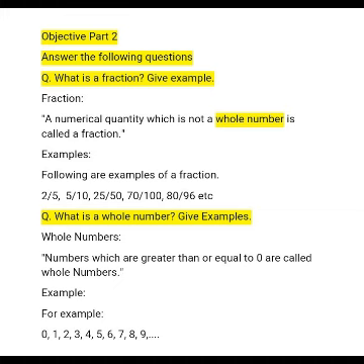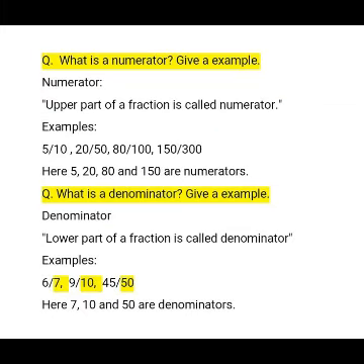What is a whole number? Give examples. Whole numbers: numbers which are greater than or equal to 0 are called whole numbers. Example: 0, 1, 2, 3, 4, 5, 6, 7, 8, 9, and so on. Question: what is a numerator? Give an example. Numerator: the upper part of a fraction is called a numerator. Examples: 5 by 10, 20 by 50, 80 by 100, 150 by 300. Here 5, 20, 80 and 150 are numerators.